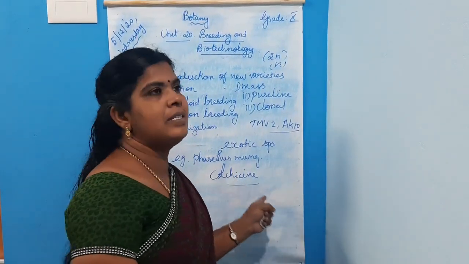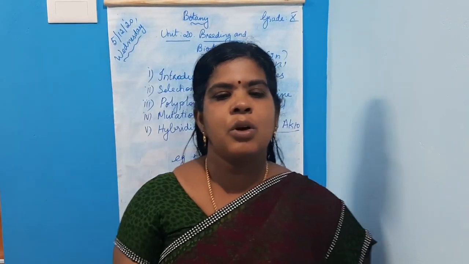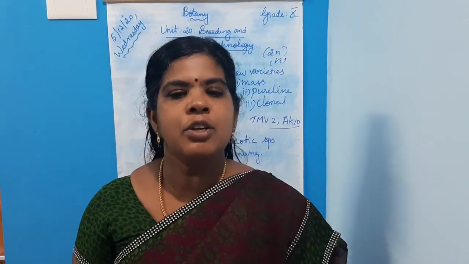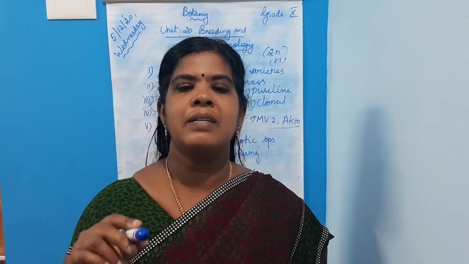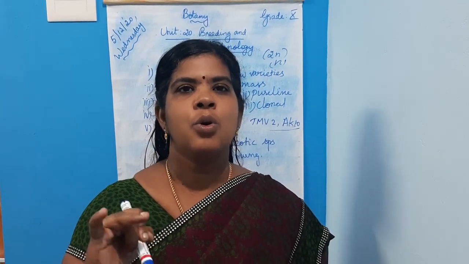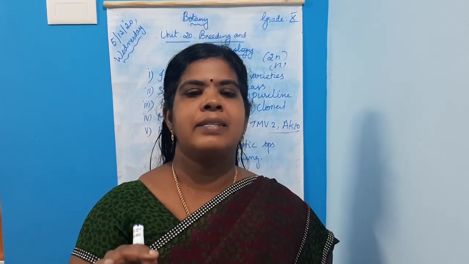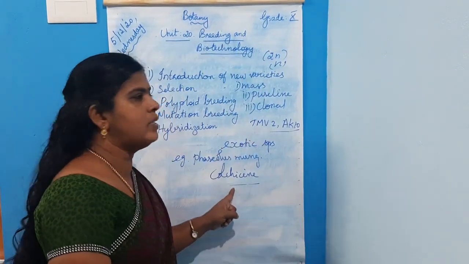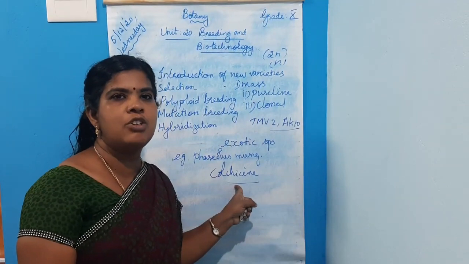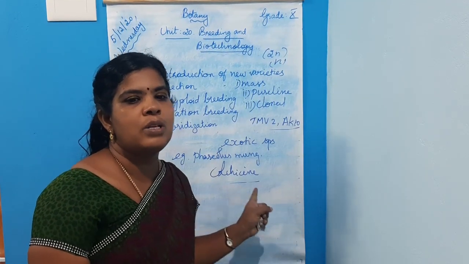Chemical treatment, that is colchicine. Polyploidy can be induced by certain physical and chemical agents. The physical agents which induce polyploidy in plants are heat treatment, cold treatment and X-rays. The chemical agent which induces polyploidy in plants is colchicine.